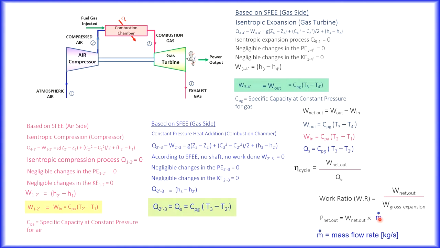Work net multiplied by m dot, which is the mass flow rate, gives you the rate of work, which we don't usually call rate of work; we usually call it power.